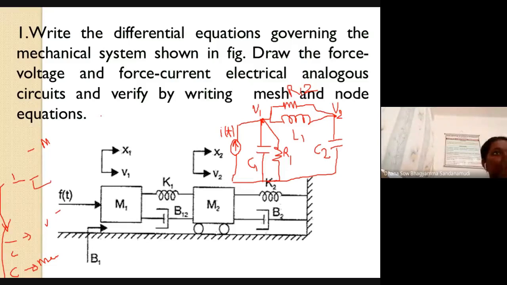At node 2, what all elements are there? K2 and B2 are there. K2 is 1 by L2, so it should also be connected in parallel. Just now I told you, if it is 1 by R or L, we should connect in parallel. So this is L2. K2 is over. Next B2. B2 is proportional to 1 by R2, so it should also be connected in parallel. So this is R2.